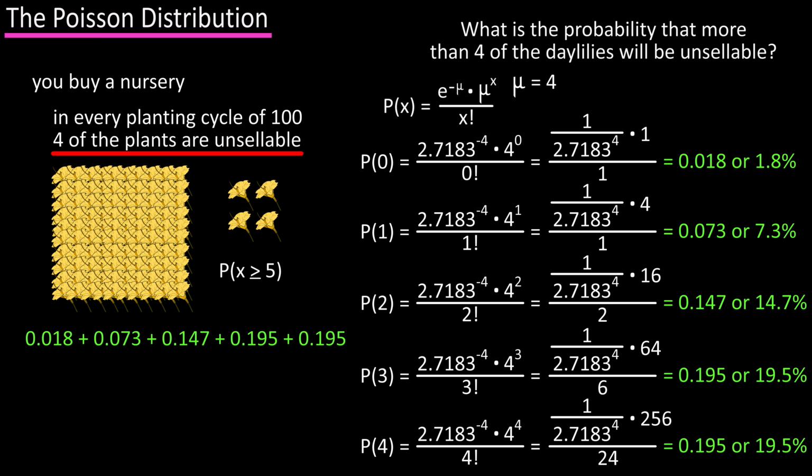From here we need to add these up, which totals to 0.629, or 62.9%. We can now subtract 0.629 from 1, which is 0.371, or 37.1%. So there is a 37.1% probability that more than 4 of the planted daylilies will be unsellable from the next planting cycle.